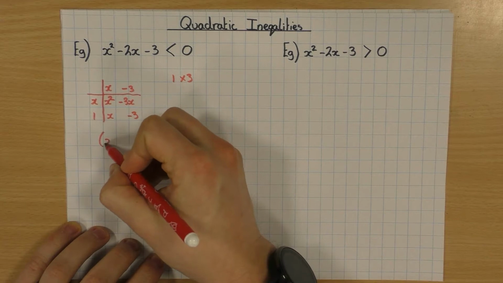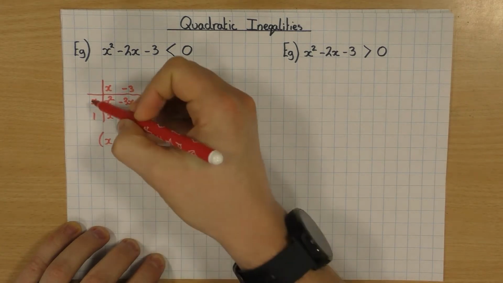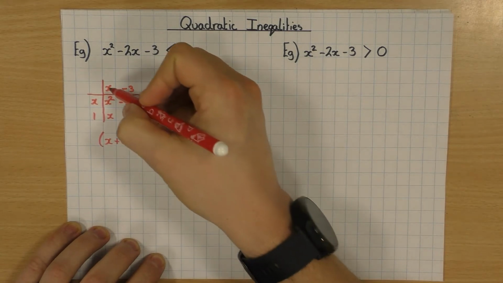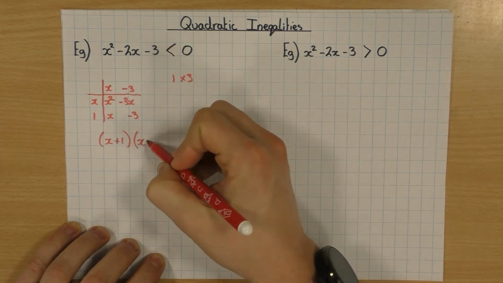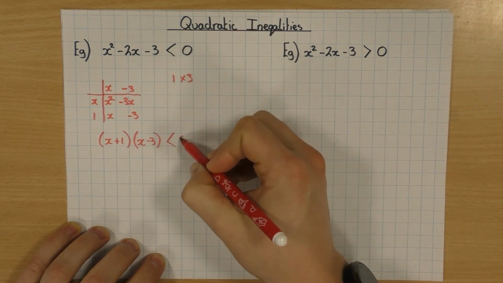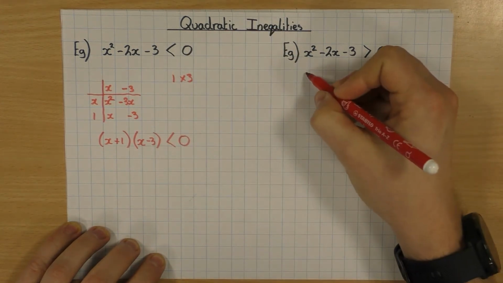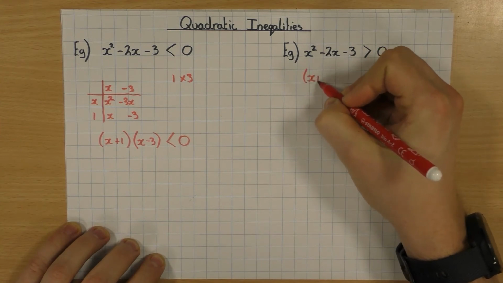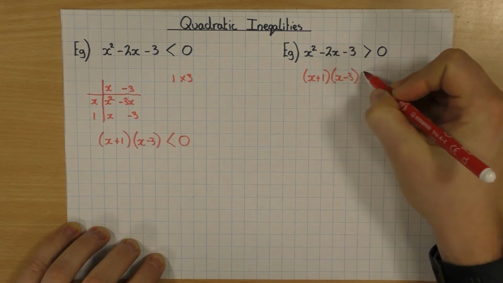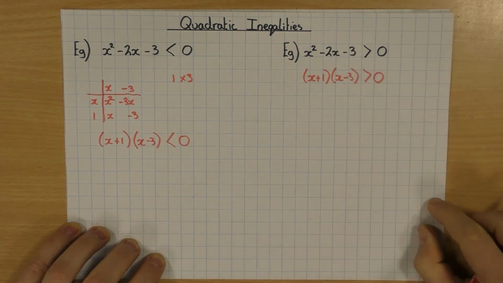So all I've done there is factorised it. So I'm going to have one bracket of x plus 1, and I'm going to have x minus 3. And of course, I've got my inequality symbol there. We're saying it's less than 0. And I can come over here as well, because it's going to factorise exactly the same, because it's exactly the same quadratic. But that's saying it's greater than 0, like so.